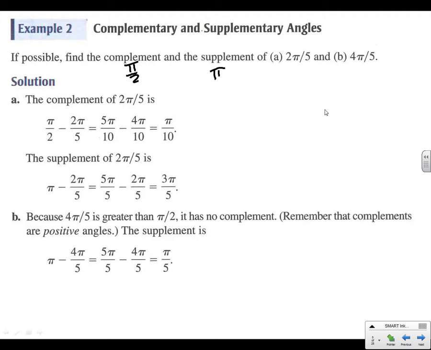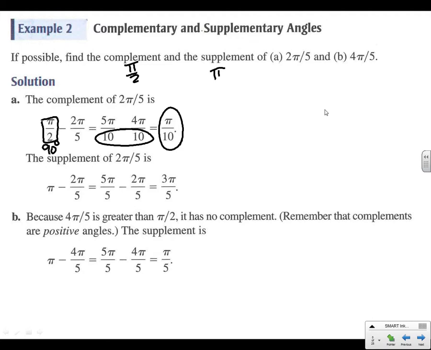So if we want to say what's the complement of 2 pi over 5, we would say, okay, let's start with 90 degrees, but in radians. So pi over 2, subtract the 2 pi over 5. To do that, we need common denominators, and if you do it right, we get pi over 10. All right? So you can see there's another example there for the supplement, but let's look at B.